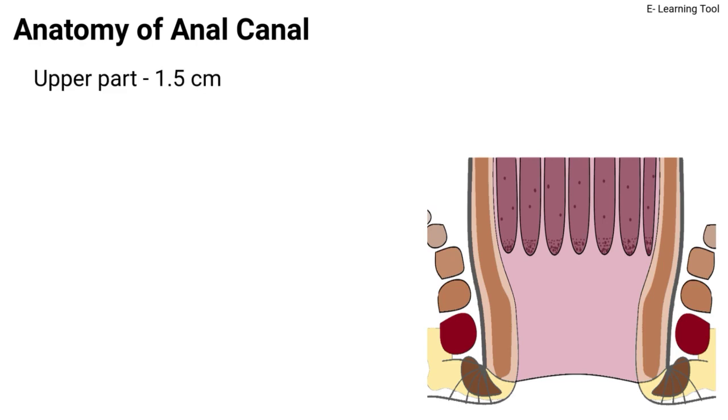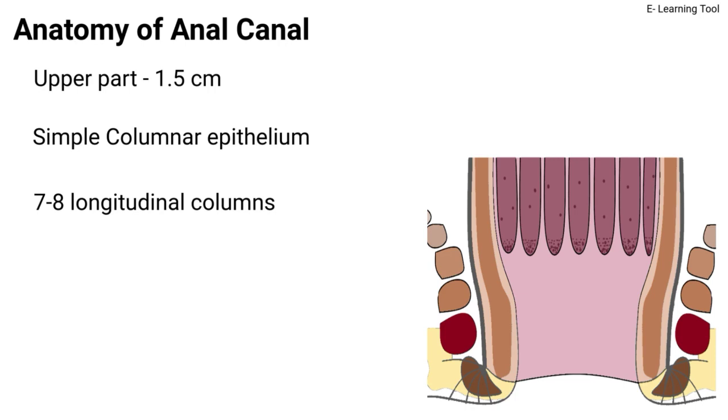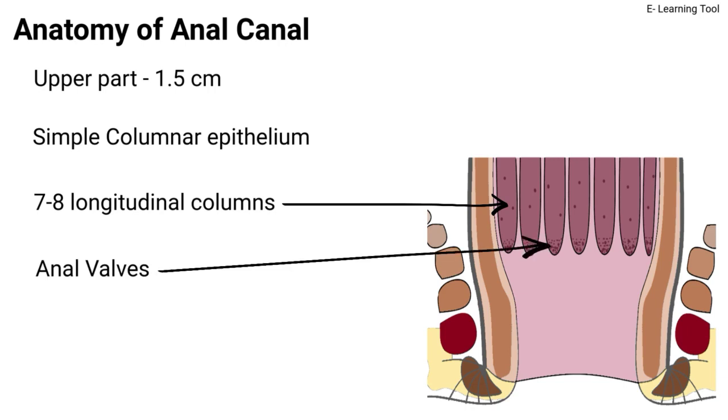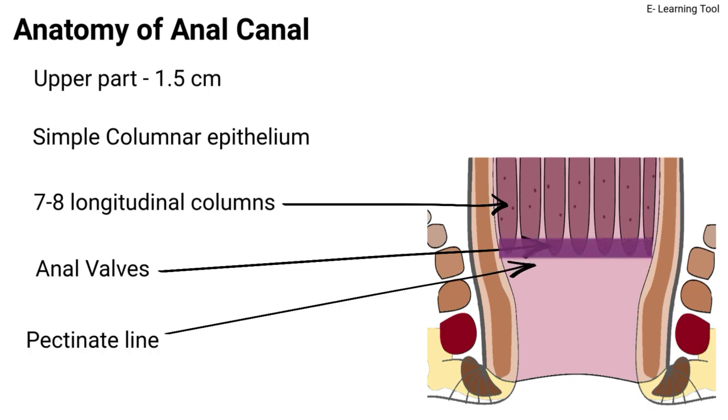The first part of the anal canal possesses the simple columnar epithelium, which is the same as seen in the rest of the intestine. The mucous membrane forms 7 to 8 longitudinal columns, that meet on the lower part and form a ridge-like appearance called the anal valves. Mucus-secreting anal glands open in the anal sinus, which are present in these anal valves. Anal valves together form a transverse ridge called the pectinate line.